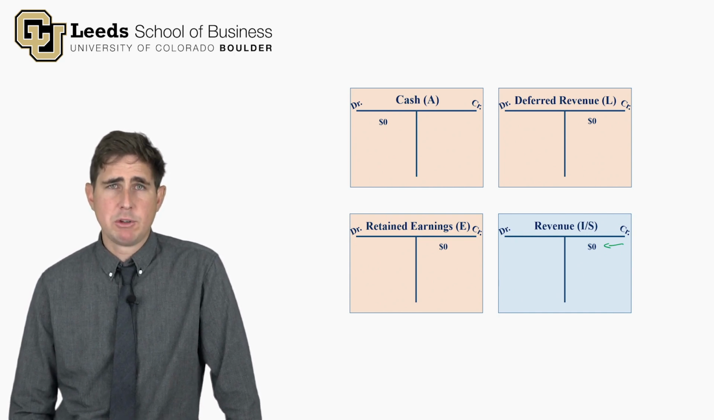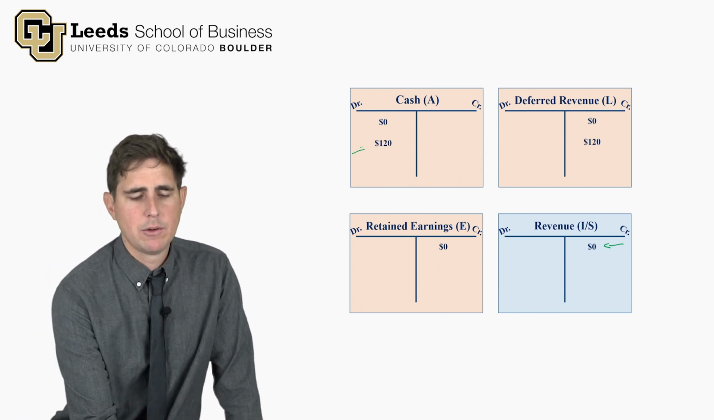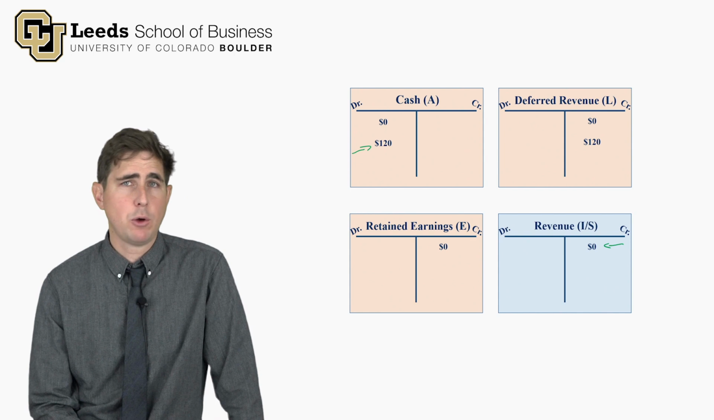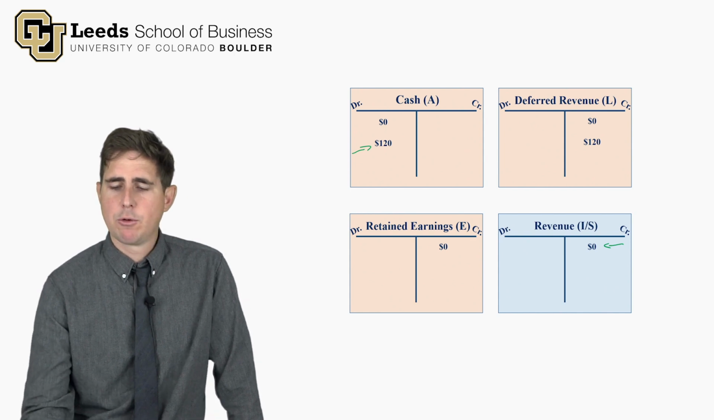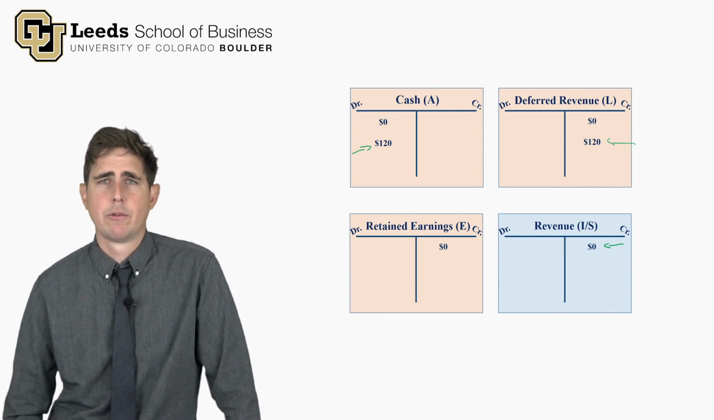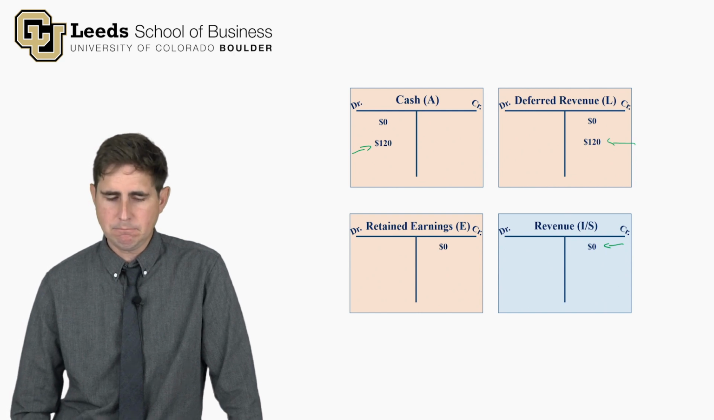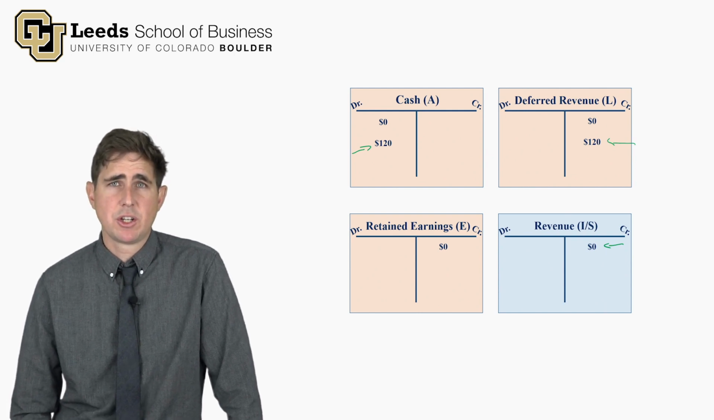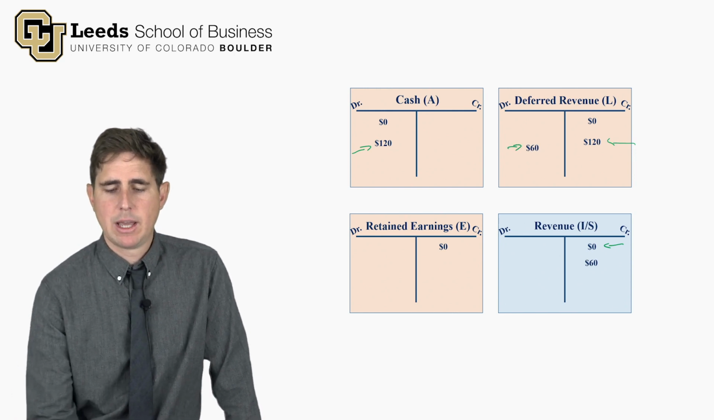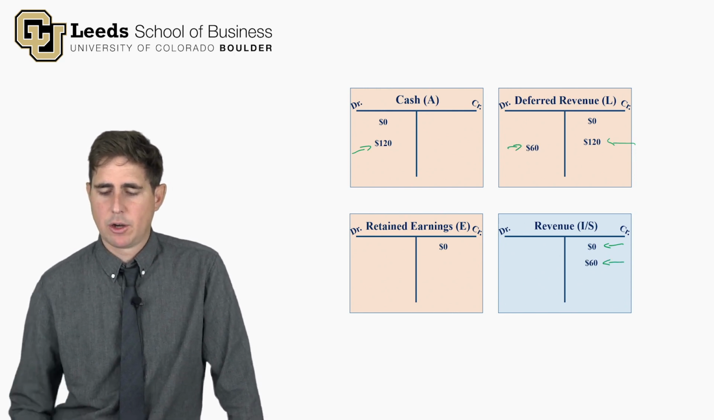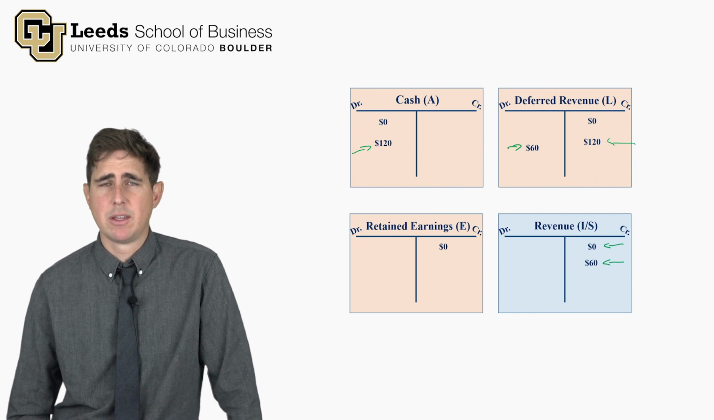The first one was we received cash, but we haven't earned it yet. So we received $120. That increases the cash account. I'm just posting this journal entry. And then we credited the deferred revenue account for $120, okay? The next thing we did was an adjusting journal entry, right? So we removed 60 from this deferred revenue account, and we put it as a credit in the revenue account on the income statement, okay?